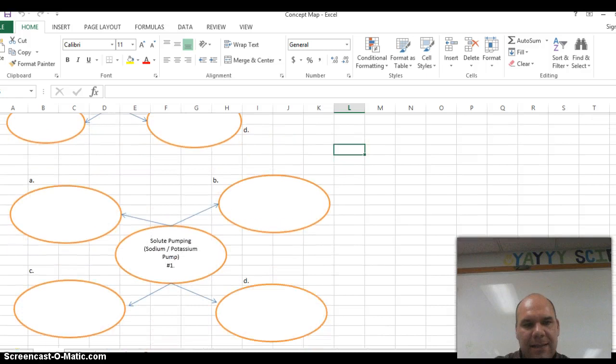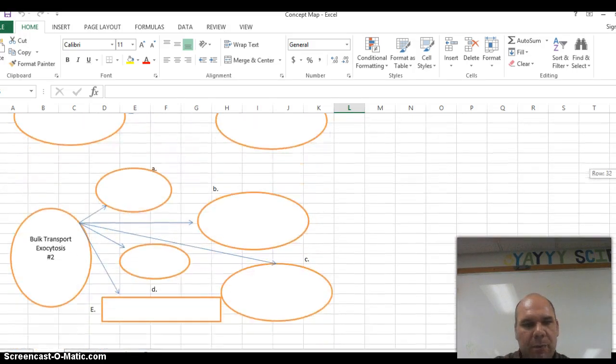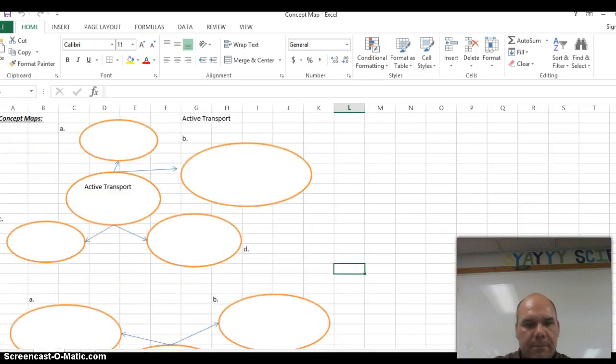The second concept map will be the solute pumping, or sodium potassium pump, a topic we've talked about briefly in the past. And your third concept map will be bulk transport, and an example of that being exocytosis. If you could, on that third map, make sure you add one additional bubble. That will be E, which will continue to cover that topic as we go.